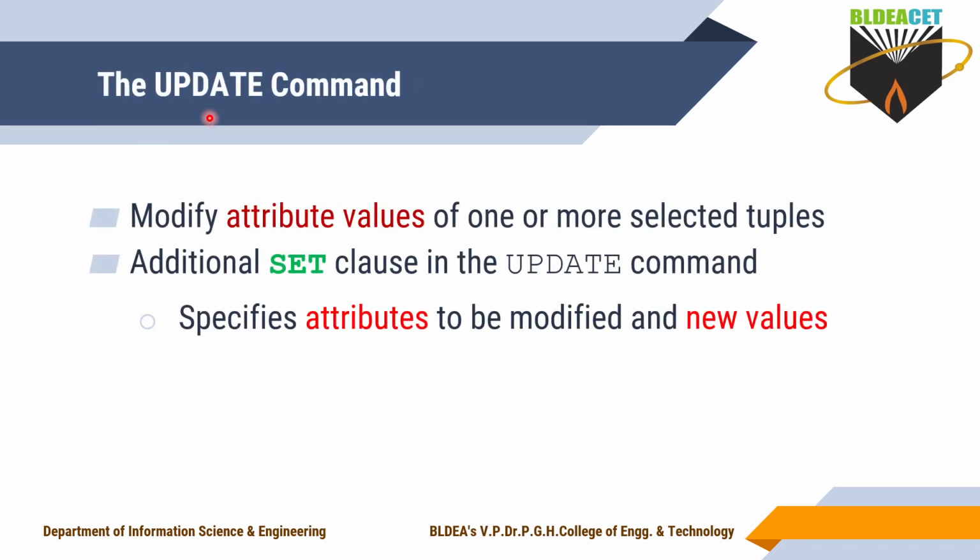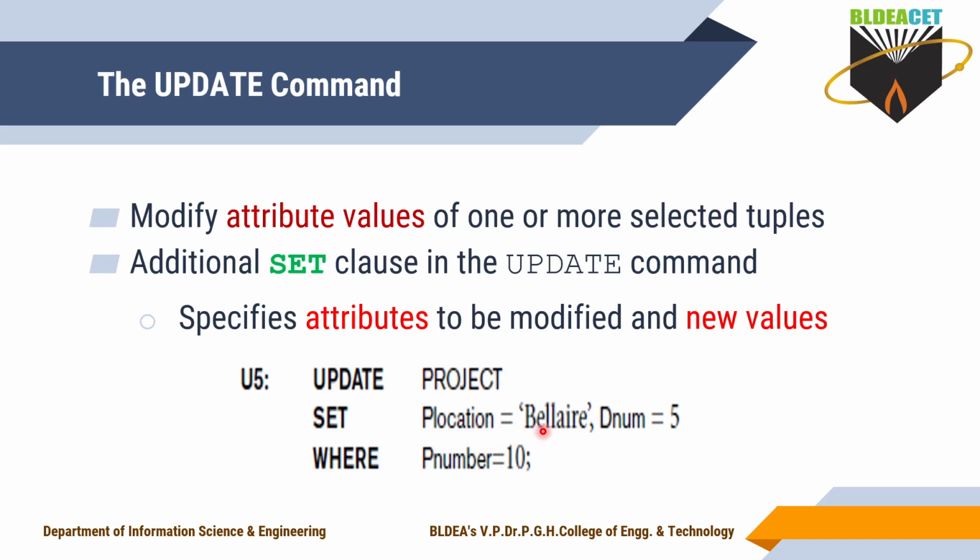Next is the update command. If you want to modify the attribute values of one or more selected tuples, then you can use this update command. Update is used to modify the attribute values of multiple tuples. Even in update, you can use the set clause. The set clause is used to specify the attributes to be modified and the new values for the attributes. So for what purpose do you use this clause? The attribute values you want to modify and the new value, you can specify using this set clause. This is the update command.